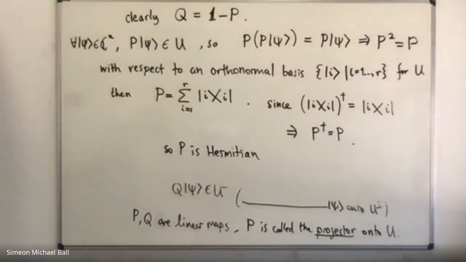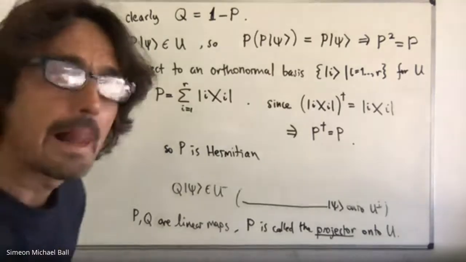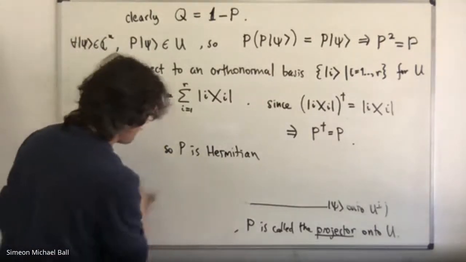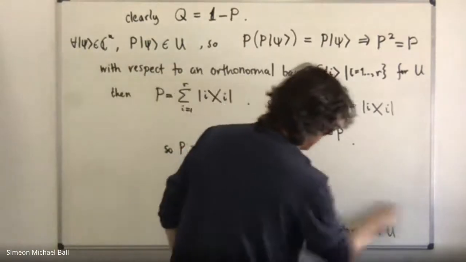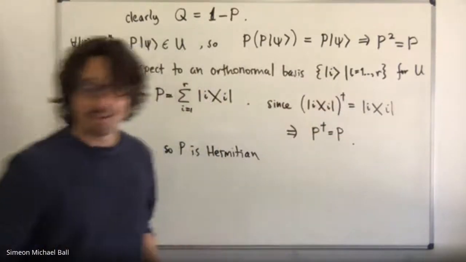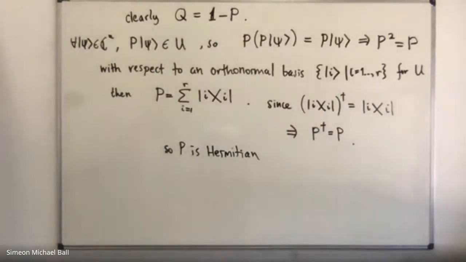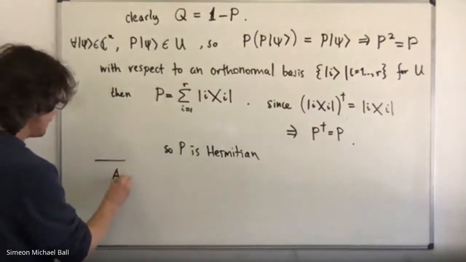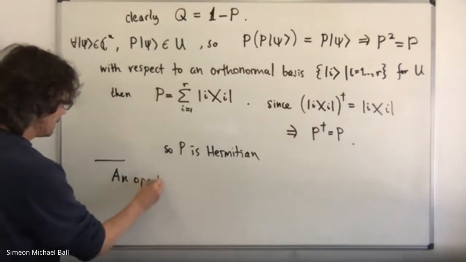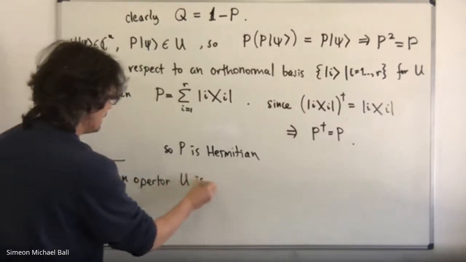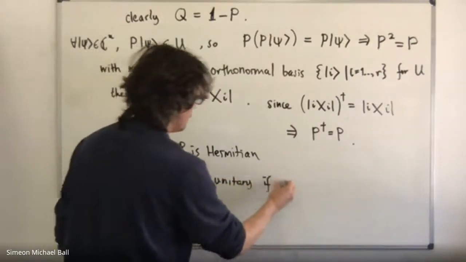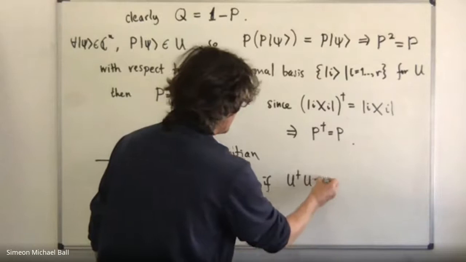Yeah, and that's all we want to say about projectors. So now we've seen Hermitian operators and projectors. Now we're doing unitary, and then we have one more, and then I get to draw my Venn diagram, which I'm very pleased with. You can tell. So an operator U is unitary if U Hermitian U is the identity.